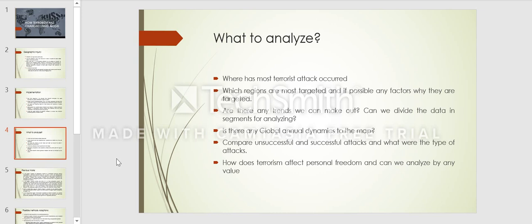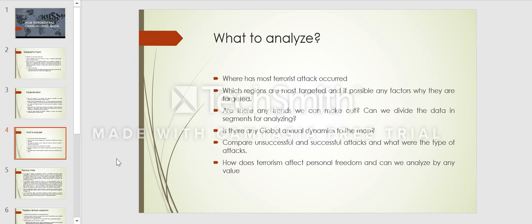I've chosen a few points that I would be majorly focusing on. Where has the most terrorist attack occurred in a country or globally? Which regions have been targeted, and are there any possible factors as to why they are being targeted? Can we focus on those factors or not? Are there any trends that we can make out from the data, using either cluster analysis, or can we divide the data into segments or clusters for analyzing them? Is there any global annual dynamics to the map? And if yes, can we find that out?